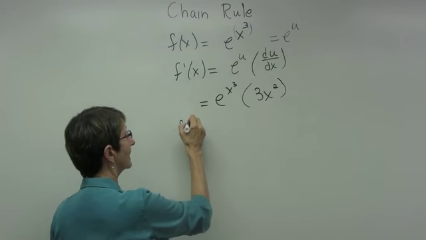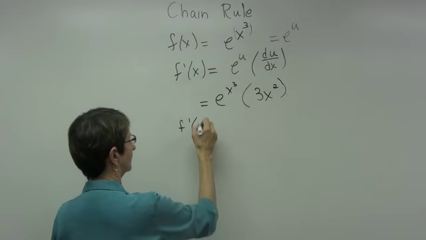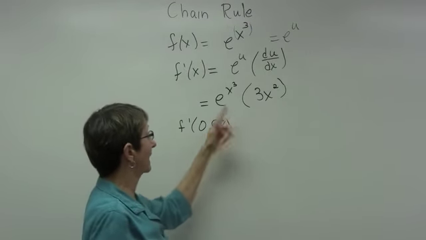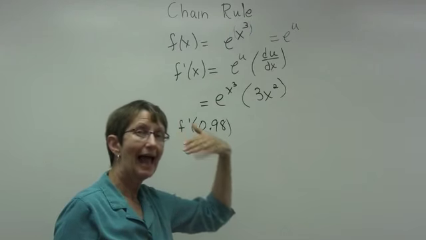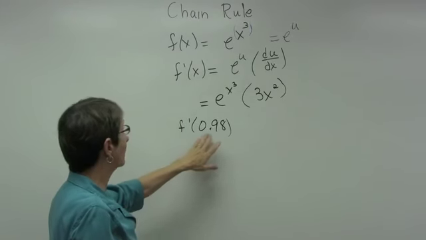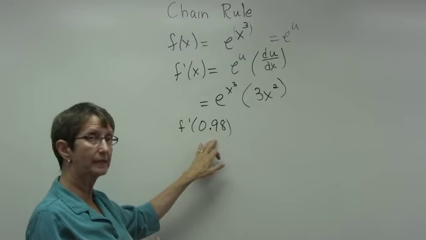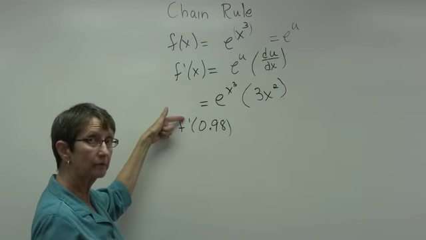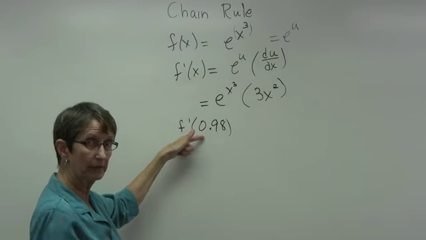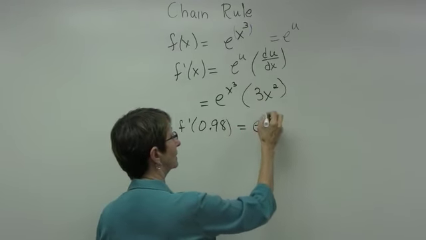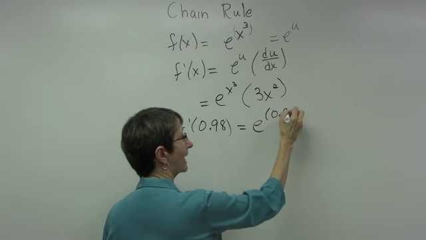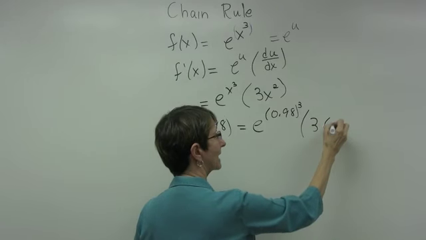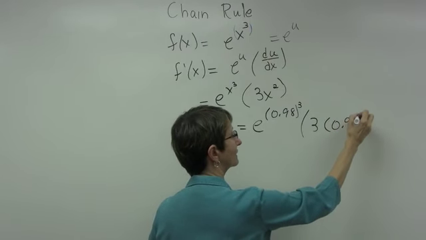Suppose I want to find f prime of 0.98. I plug 0.98 in for x after I take the derivative. Anytime you're asked to find a derivative at a point, you have to kind of go in order, left to right. F, do the prime first. After you've got the prime, then you put the number in. So I have e to the 0.98 to the third power multiplied by 3 times 0.98 to the second power.